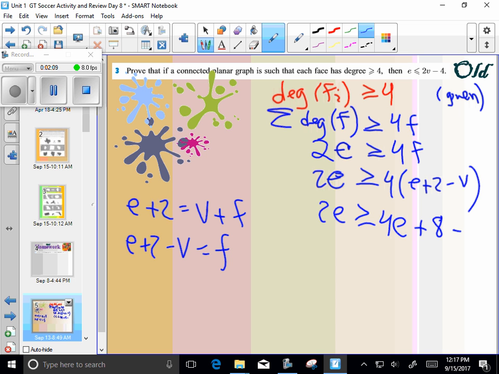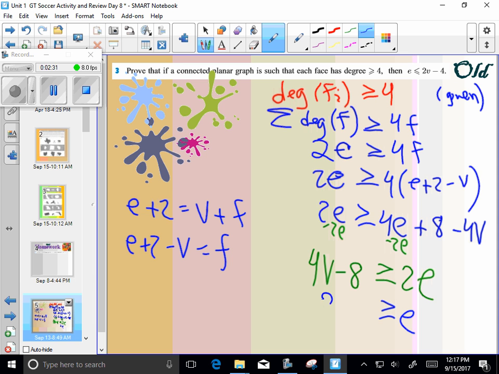minus 4v. And then I'm going to subtract 2e, and then I'm going to move these to the other side. So you'll get 4v minus 8 greater than or equal to 2e. Uh-oh, is this going to work? Divide by 2, and you get 2v minus 4. e is less than or equal to 2v minus 4. There you did it. You showed that.